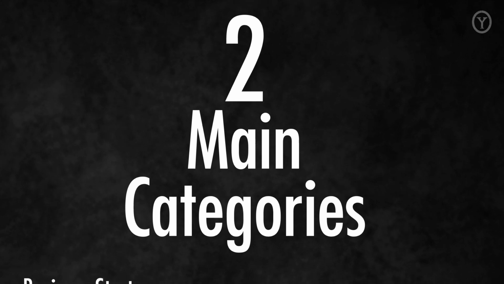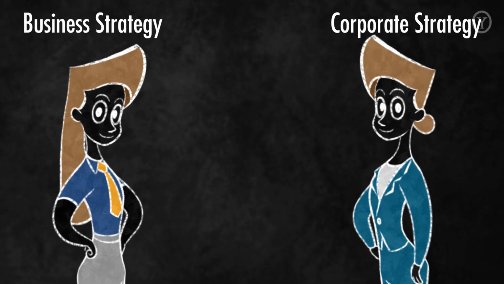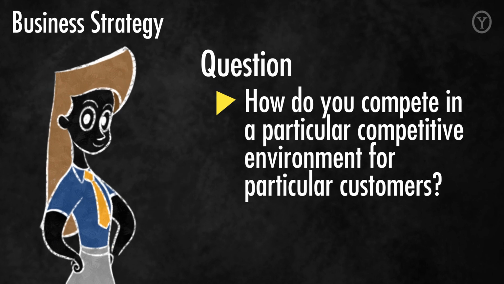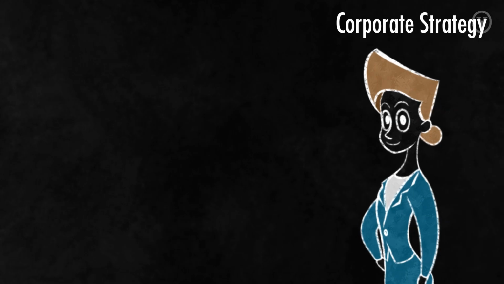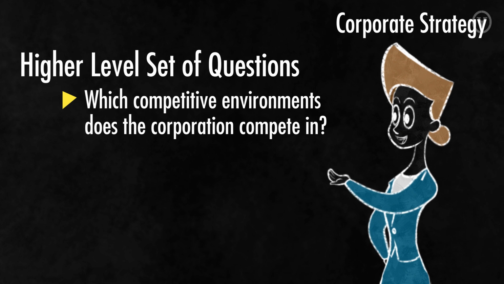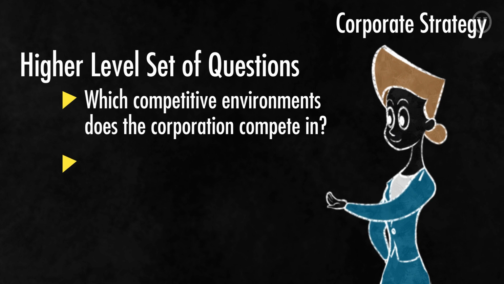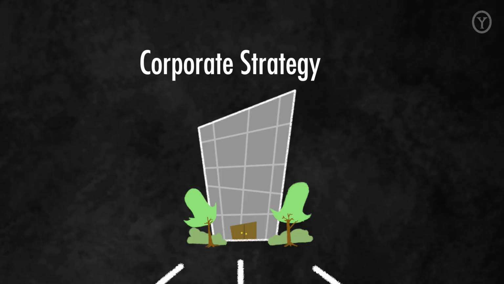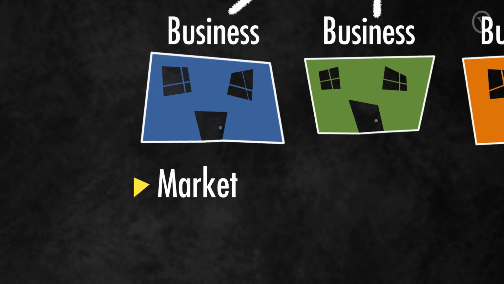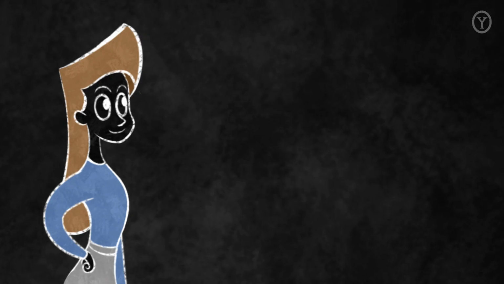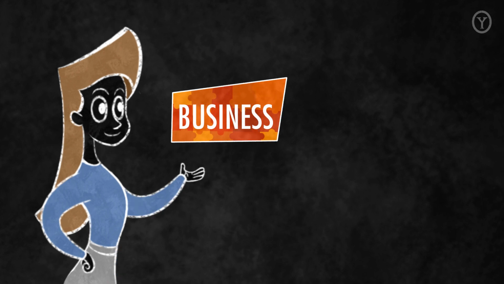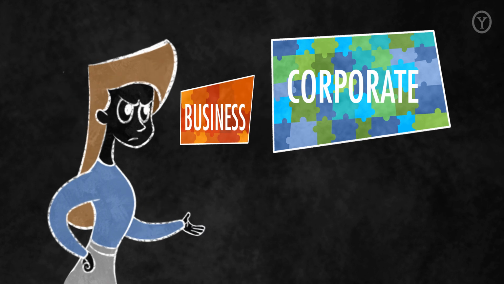Now, I like to think about two main categories of strategy: business strategy and corporate strategy. Business strategy is all about how you compete in a particular competitive environment for particular customers. Corporate strategy, in contrast, is a higher-level set of questions about which competitive environments the corporation competes in, how many businesses it operates, and how those businesses work together. A single corporate strategy may include many businesses that each have their own markets and their own unique business strategies. I will start by focusing on a high-level overview of how the tools and frameworks of business strategy fit together, and then come back to corporate strategy to help you see the larger connections.